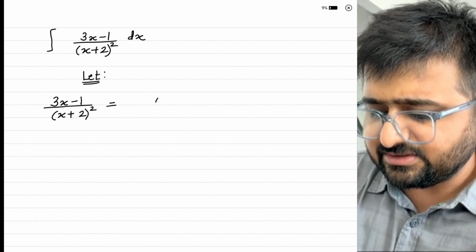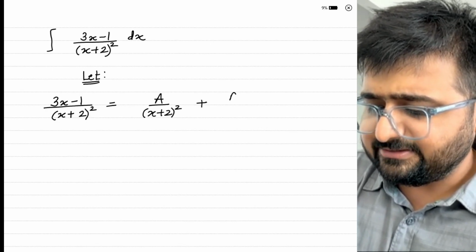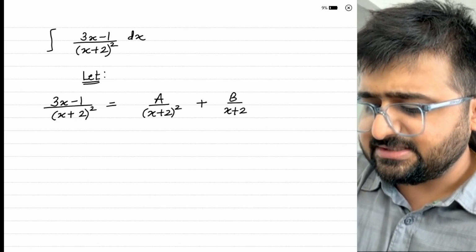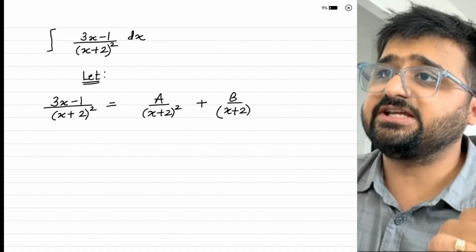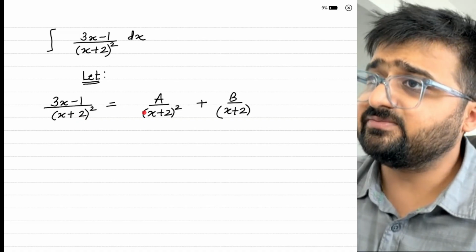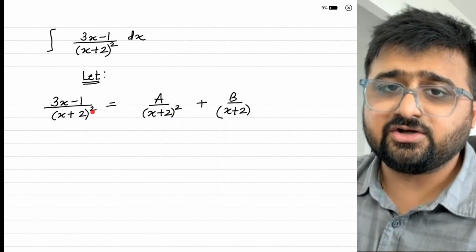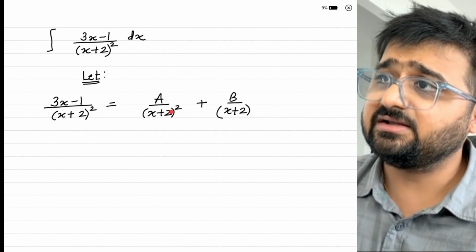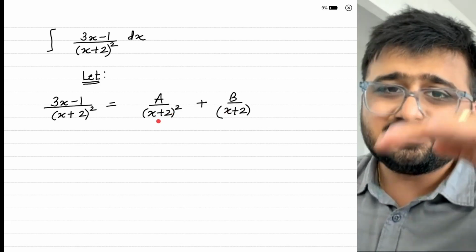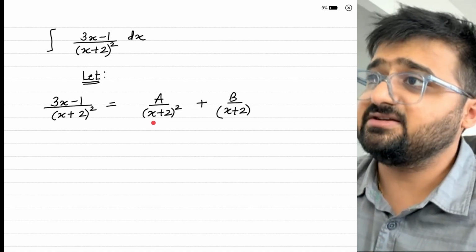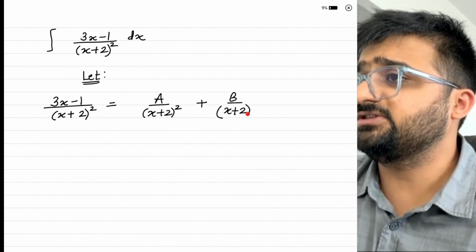equal a divided by (x plus 2) the whole square plus b divided by (x plus 2). Since x plus 2 is a repeated factor, you write the same term first and then reduce the power by 1. If it was a cubic term, you would write the cubic, then the square, and then power 1. So you start with the same term and keep reducing the power by 1 in case of repeated factors. I hope that makes sense. Here, since it is square, I write the square first and then reduce the power by 1.